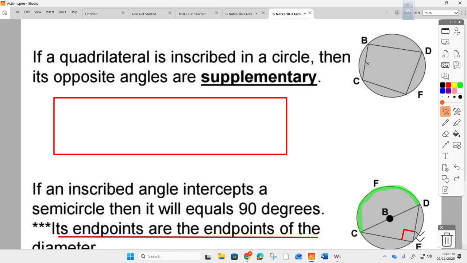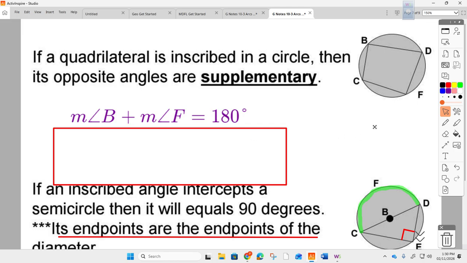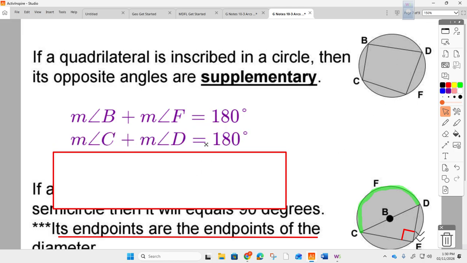Very good. So opposite are B and F, C and D. So the measure of angle B plus the measure of angle F equals 180. The measure of angle C plus the measure of angle D equals 180.